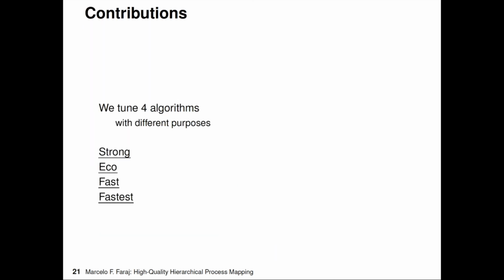We produce 4 versions of our algorithm. The first version is named strong, and in this version we only care about making solution quality as high as possible. On the other extreme, we have the fastest version, in which we only care about making our algorithm as fast as possible. In the middle, we have intermediary versions. In the equal version, we care more about quality than running time, and in the fast version, we care more about running time than quality, but both are in the middle.